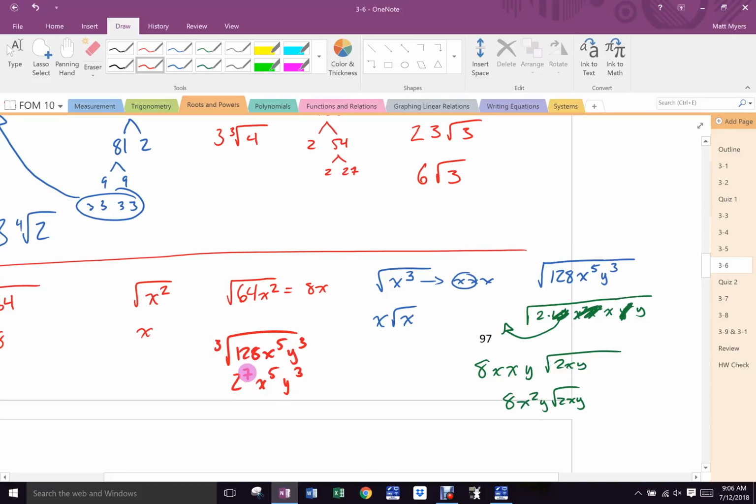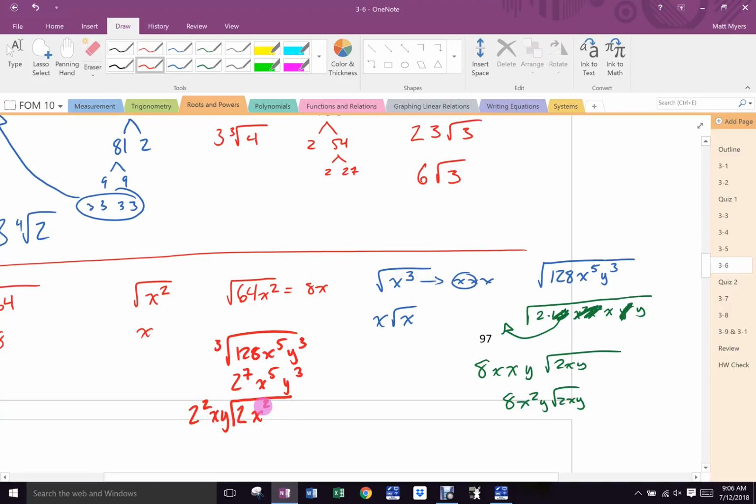What is 7 divided by 3? 2 with 1 remainder, right? So out here will come 2 2s, and what will stay under there? 1 2. What's 5 divided by 3? 1 with the 2 remainder, so it will come 1x, leaving what underneath? 2 x's. What's 3 divided by 3? 1, so it will come 1y, leaving any y's under there?